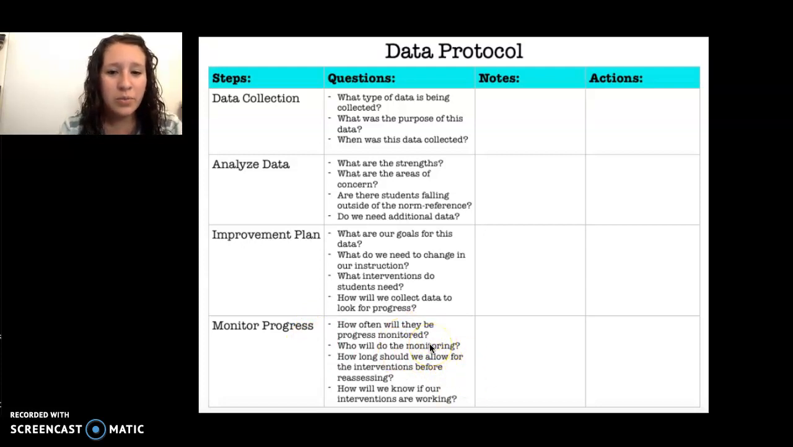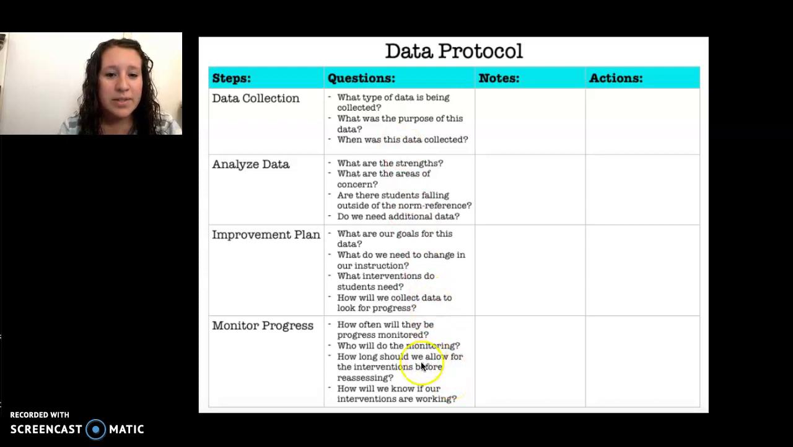How often will they be progress monitoring? Who will be doing the monitoring? Is it the student? Is it an aide? Is it a resource teacher? How long should we allow for the interventions before reassessing? And how will we know if the interventions are working?